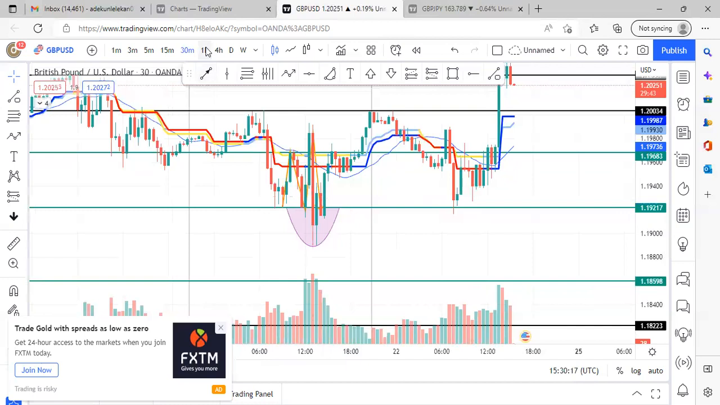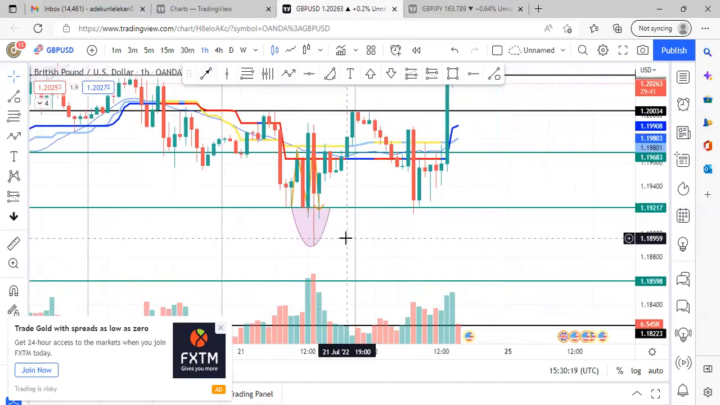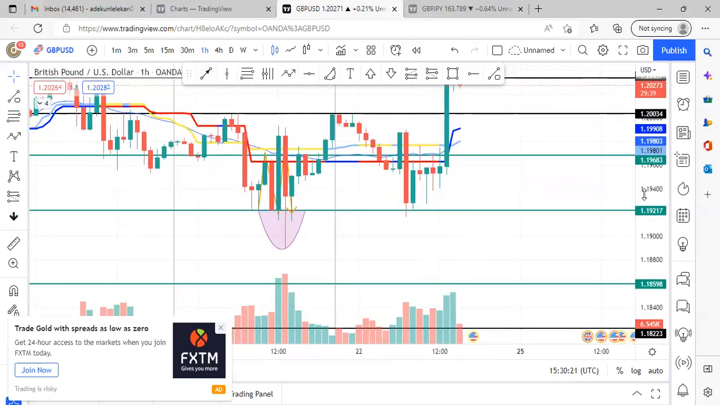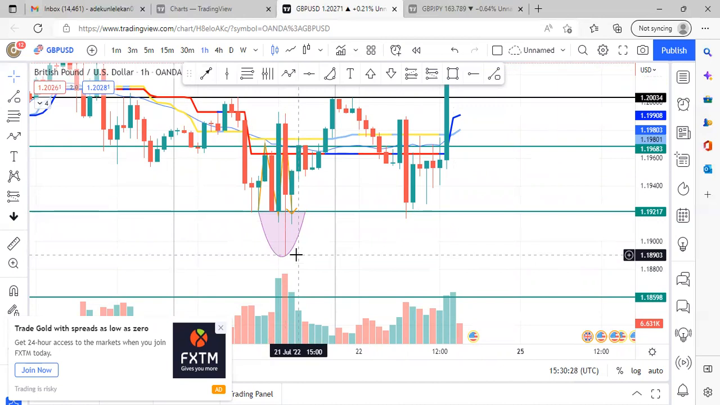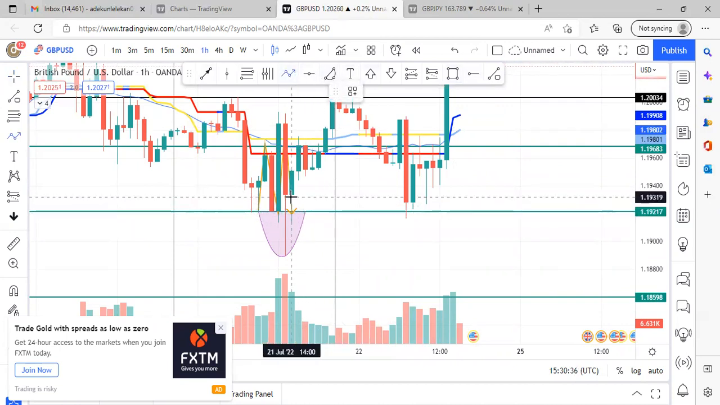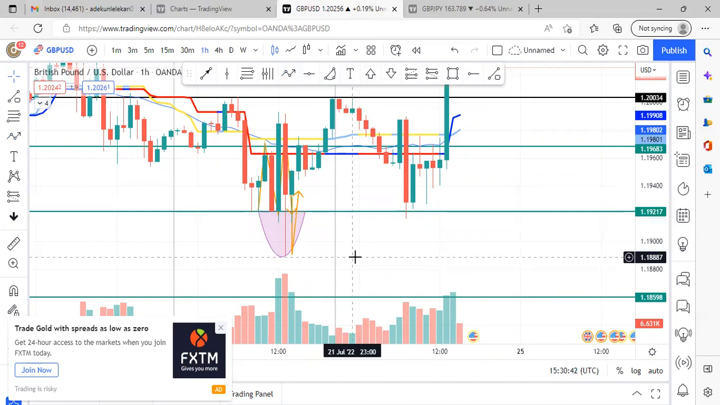But let's go on 1 hour and see what the market says. You can see what we have in 1 hour. The market came all the way to this low and did what? It went back up, right? So that is actually how you can easily identify a fake out in the market.